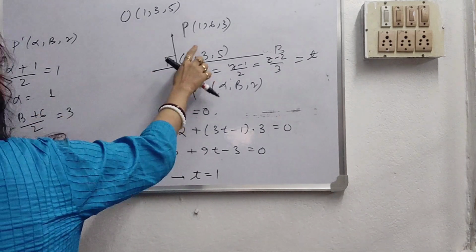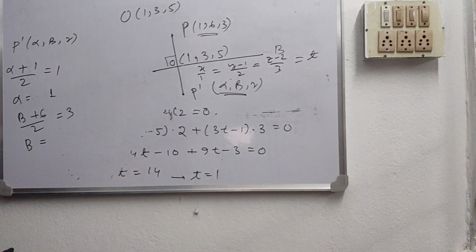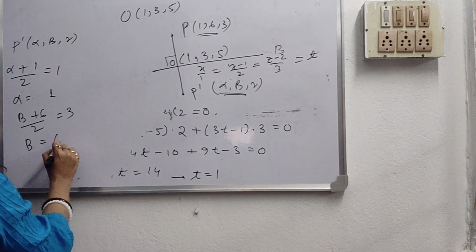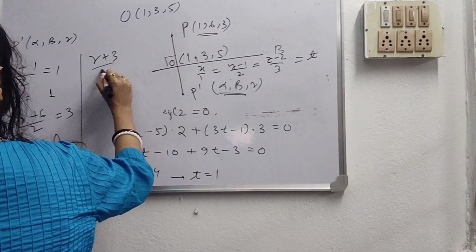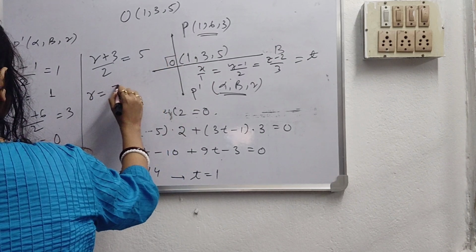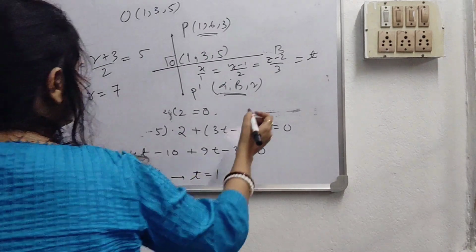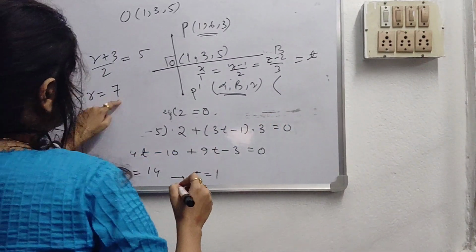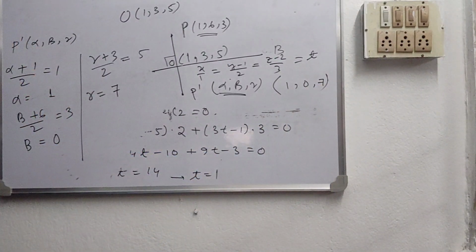Look at this. (Beta + 6)/2 = 3, then beta = 0. (Gamma + 3)/2 = 5, gamma = 7. So the image P dash we got is (1, 0, 7). Very simple.